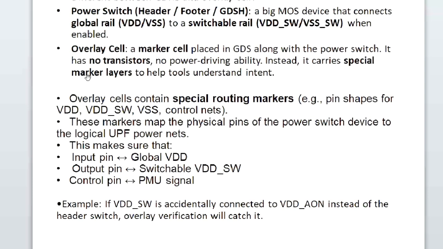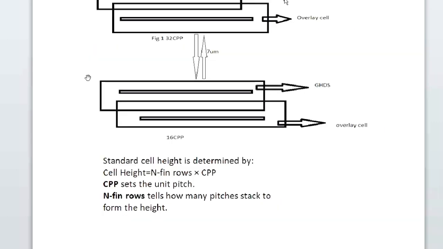And what is the overlay cell? I'll show you the picture. This is the GDHS cell and this is the overlay cell. These are overlaying. Overlay means merged, basically the power switch and the overlay merged. The use of the overlay cell is that it helps to deliver the power to the GDHS.